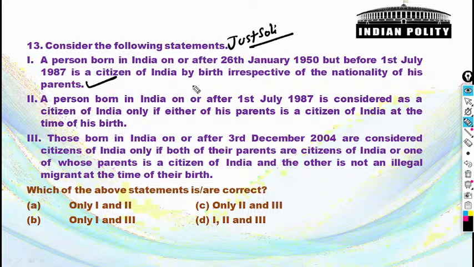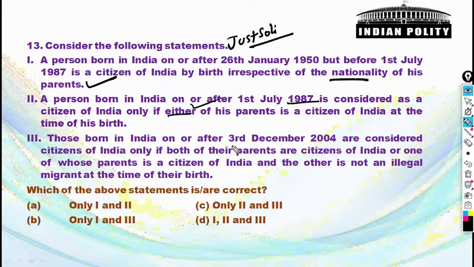So on the basis of soil, irrespective of nationality of parents. So option A is correct. A person born in India after 1st July 1987 is considered a citizen of India if either of his parents is a citizen at the time of birth.